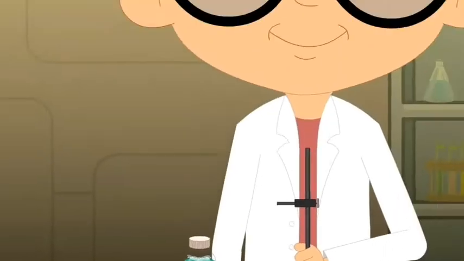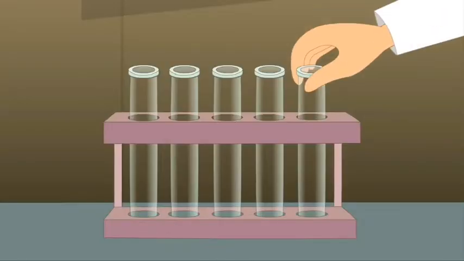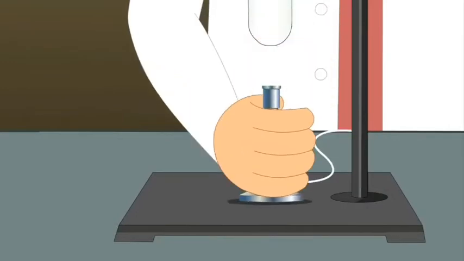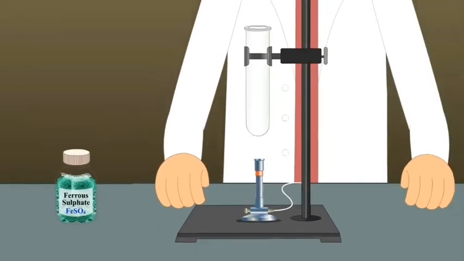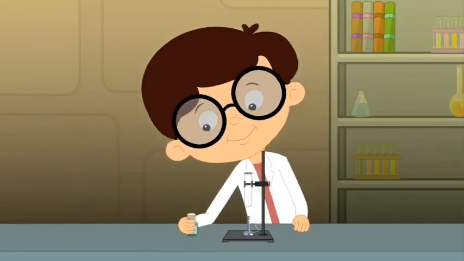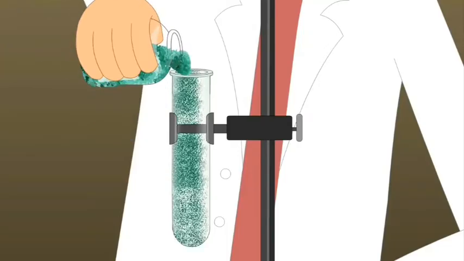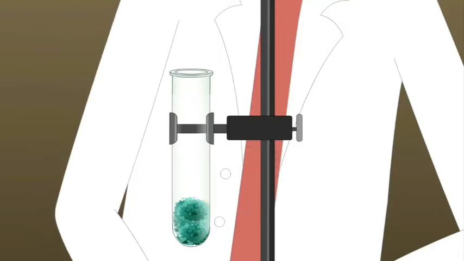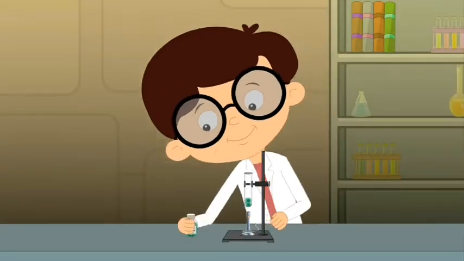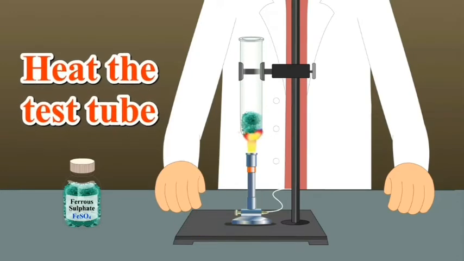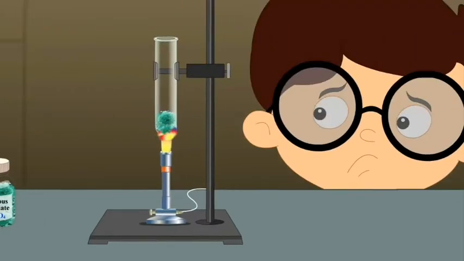Now let us set up the apparatus. Take a dry test tube and fix a burner to the dry test tube. Now add ferrous sulfate crystals. Heat the test tube. Now observe what reaction may take place.